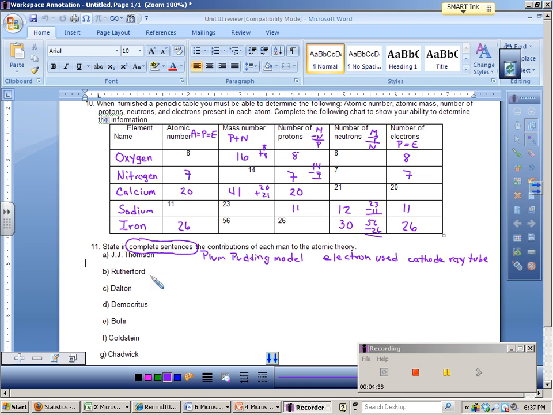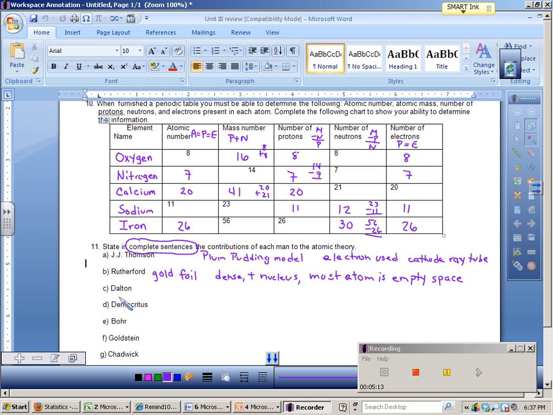Ernest Rutherford is our next guy. Remember, he's the one who used the gold foil. And he proposed the dense positive nucleus. And he also said most of the atom is empty space. So again, you need to be sure and put these into complete sentences.